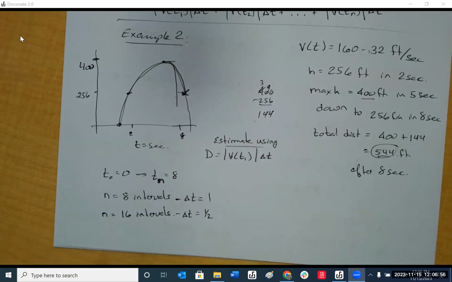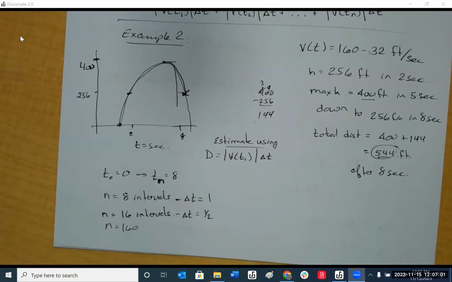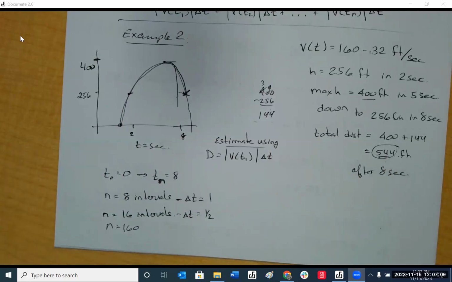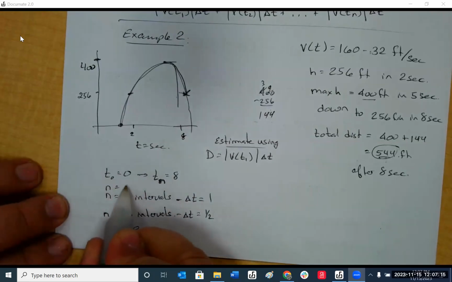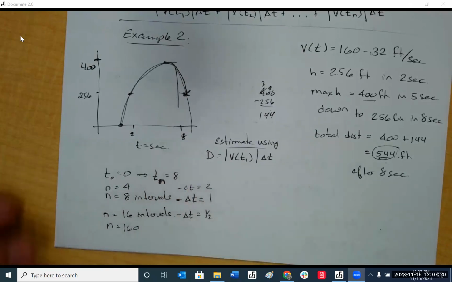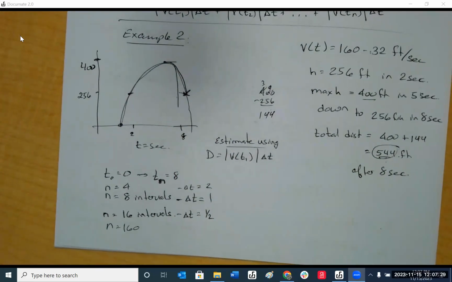And as we increase the number of intervals, 160, then we have much more accurate results, because we'll get closer and closer to our total distance of 544 feet. Because that's what we're looking at. Or we can even look at if n equals 4 intervals, our delta t would be 2. So we already know the total distance, because we did the calculus part of it. This is just the estimating. This is if you didn't know the true value.